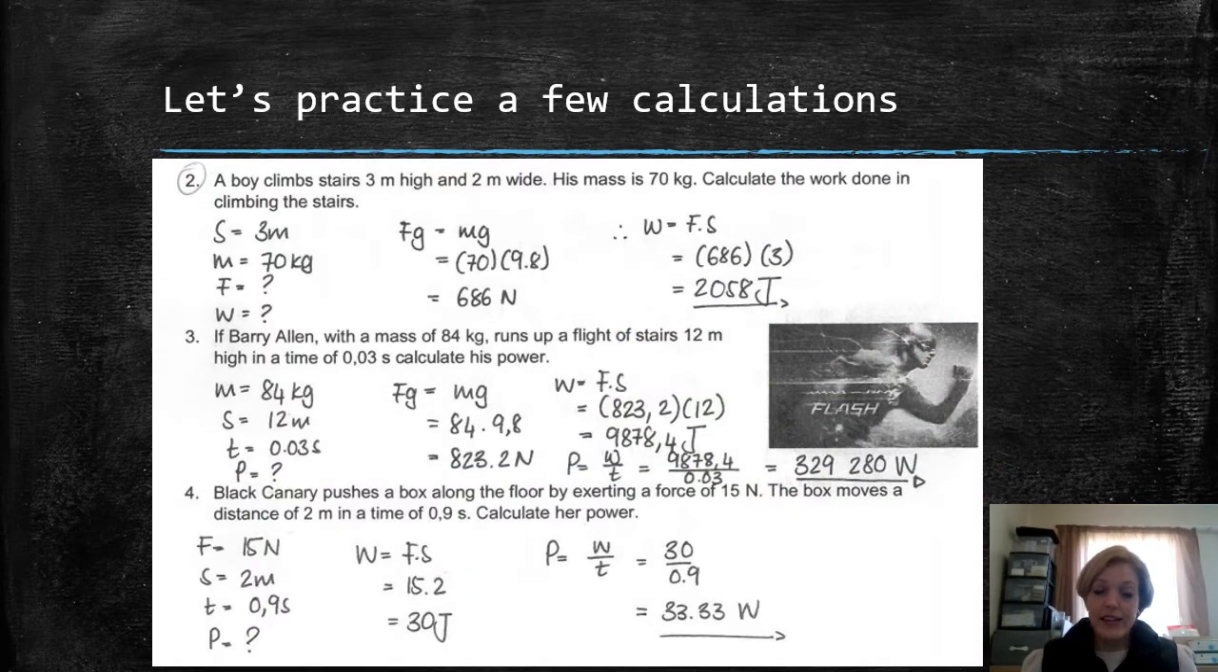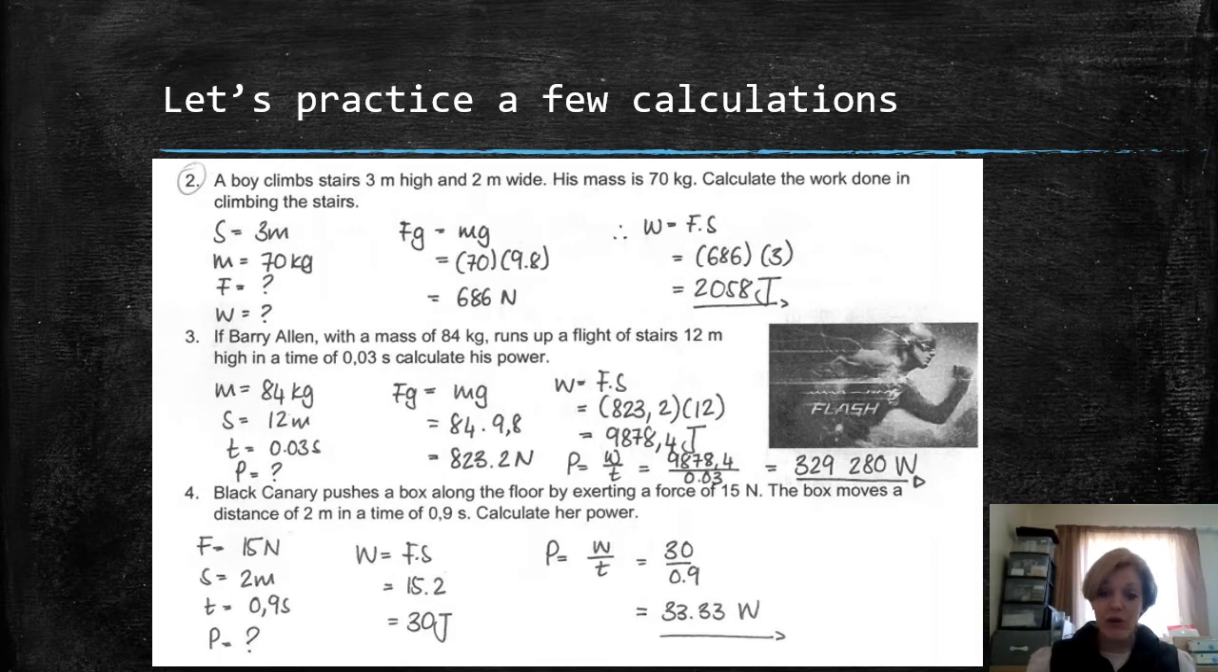Okay, so let's look back at our calculations that we had to do in the last lesson or for homework. So if you look at question 2, it says a boy climbs stairs 3 meters high and 2 meters wide. This is very important that you read these questions very carefully, grade 9. This is very important. His mass is 70 kilograms. Calculate the work done in climbing the stairs.